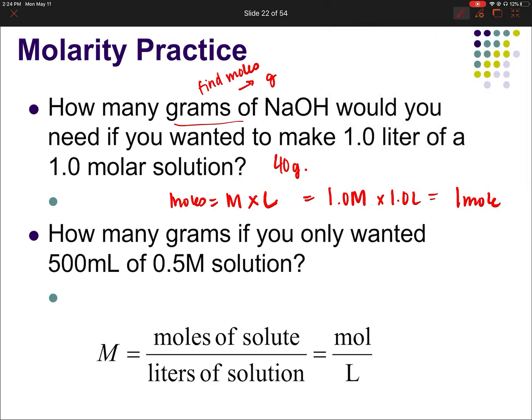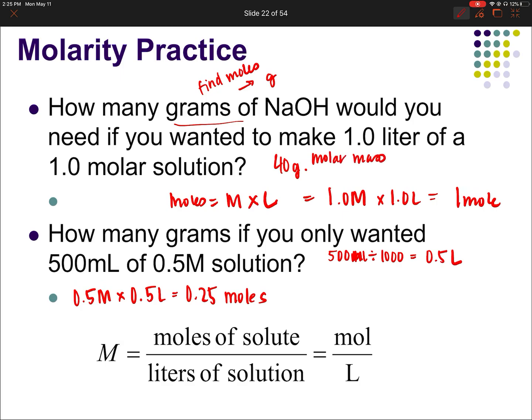This next one says, what if I only wanted to make 500 mils of a 0.5 molar solution? So 500 mils divided by 1,000 equals 0.5 liters. 0.5 molar times 0.5 liters equals 0.25 moles. Now I already know that my molar mass is 40 from the last problem. Don't be confused that the answer to the previous problem was 40 and the molar mass is 40.